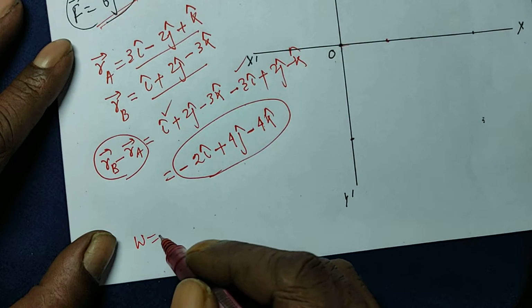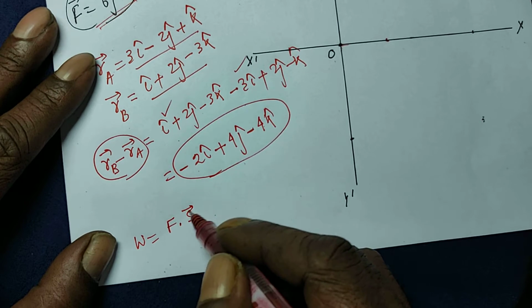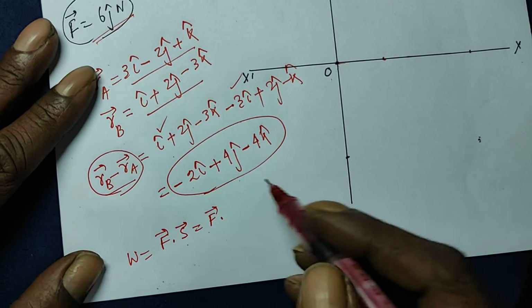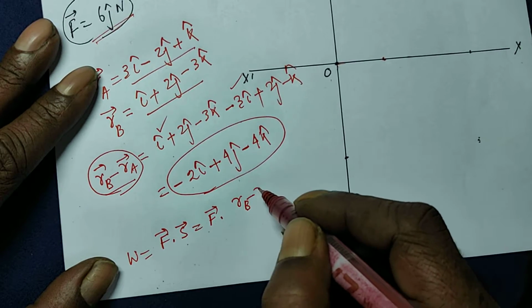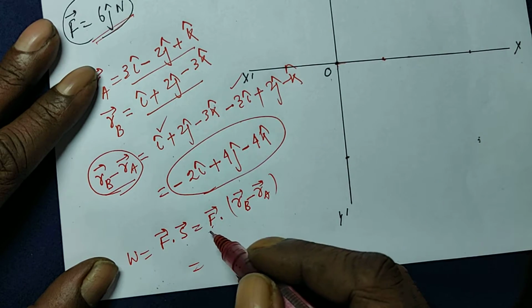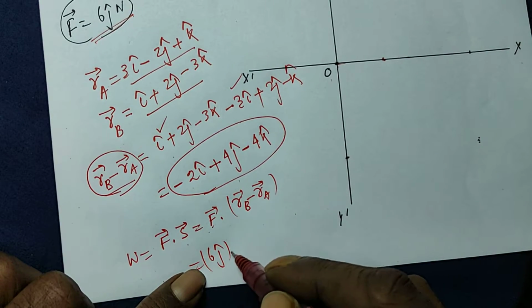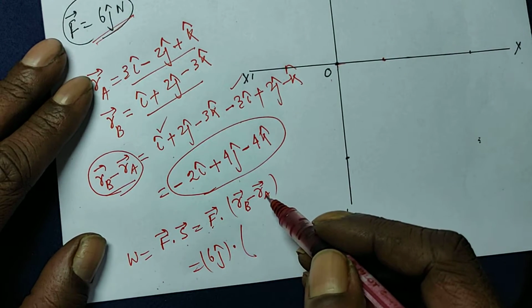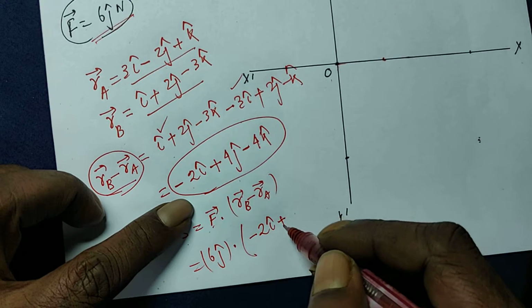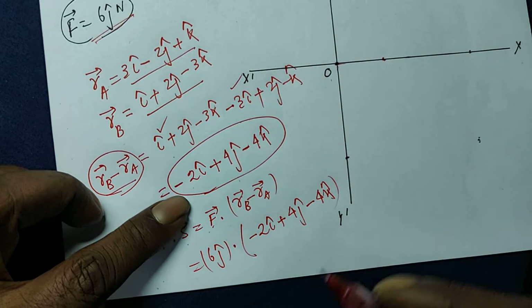Therefore, work done W will be equal to F dot the displacement vector, that is F dot, same thing as RB minus RA. Now if we just calculate 6 j cap dot RB minus RA, we calculated it as minus 2 i cap plus 4 j cap minus 4 k cap.